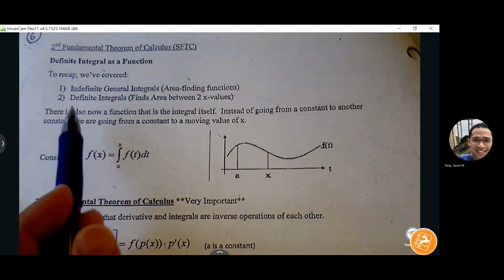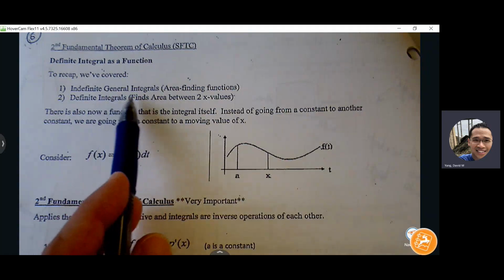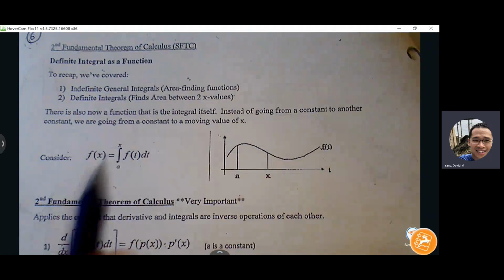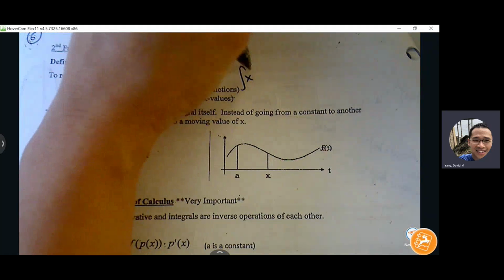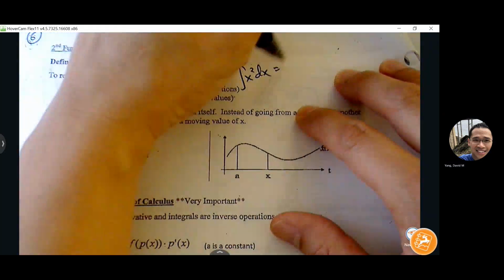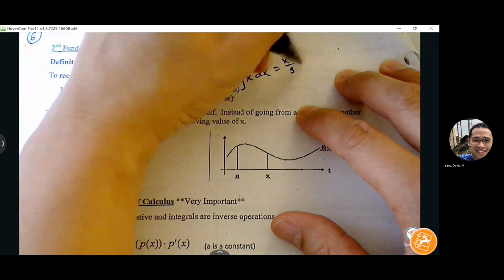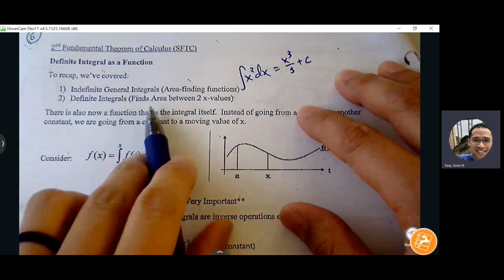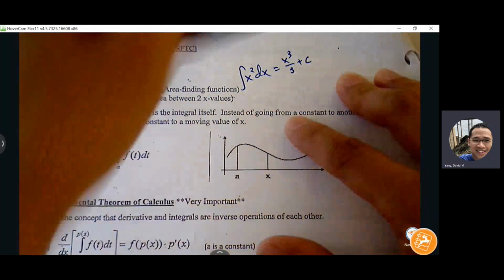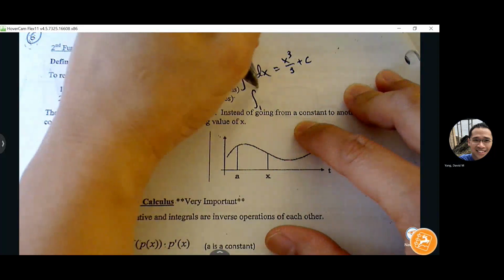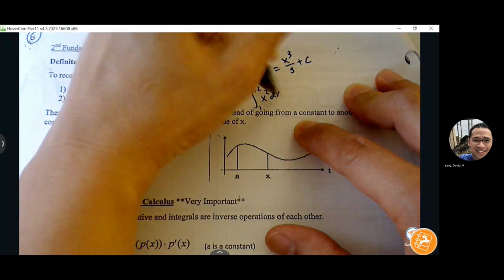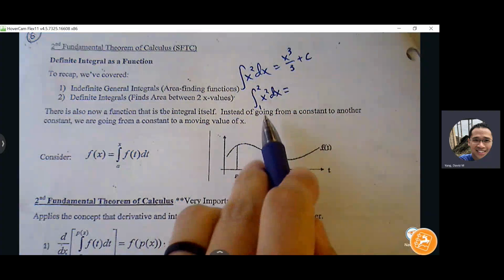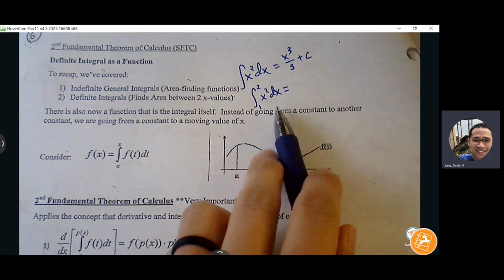Okay, so to recap, we've covered indefinite general integrals. This is an area finding function. This is where the integral has no bounds. But then we've also done definite integrals, finding the area between two values. And this, we take the power rule and plug in upper and lower bound.